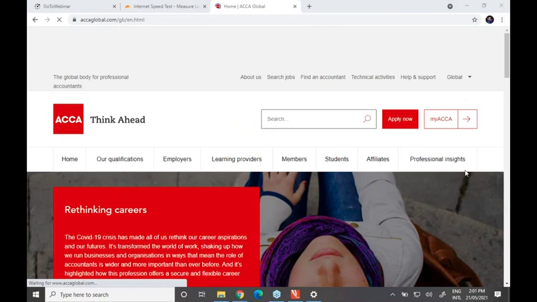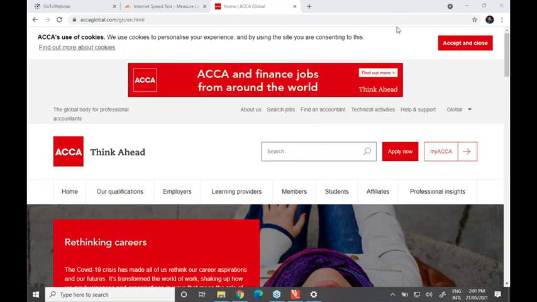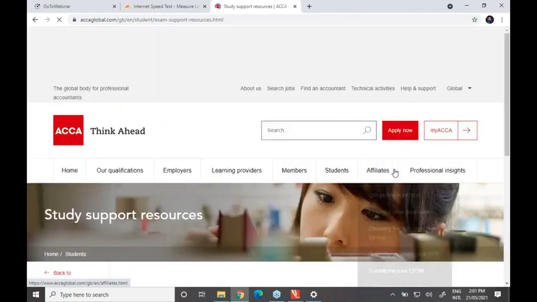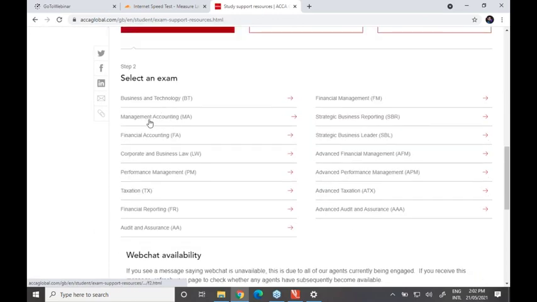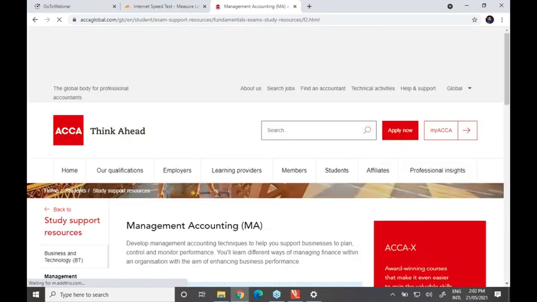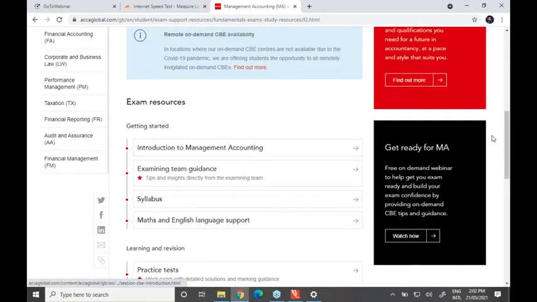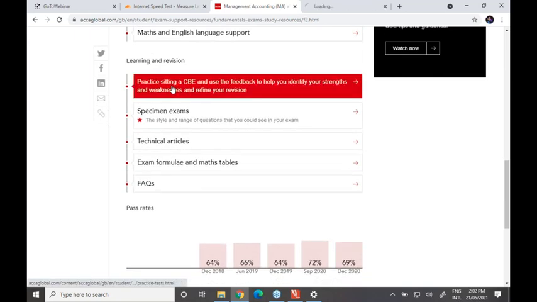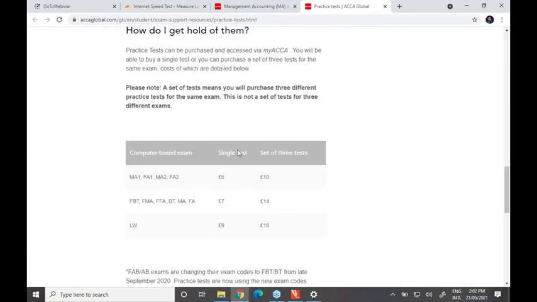When you open the ACCA website, first of all you should go down to the past exam papers. Click on the ACCA qualification, click on your concerned paper, that is management accounting, and here are the resources. This is the introduction to management accounting, examining guidance, syllabus, maths, English language support, practice tests. This practice test you need to purchase from ACCA; it is an additional purchase.